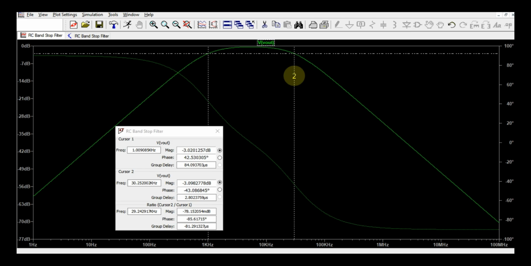Okay, so this is your lower cutoff frequency, and let us pick cursor 2 and set it for the higher cutoff frequency, which, if you remember, is 30 kilohertz. So let me adjust for 30 kilohertz. You can see here cursor 1 is at 1 kilohertz, your magnitude is minus 3 dB and your phase is 42.5 degrees. For cursor 2, your frequency is 32 kilohertz, magnitude is minus 3 dB and phase is minus 43.